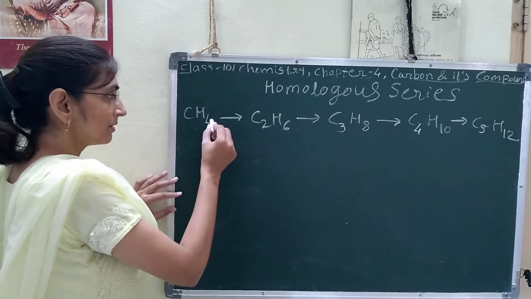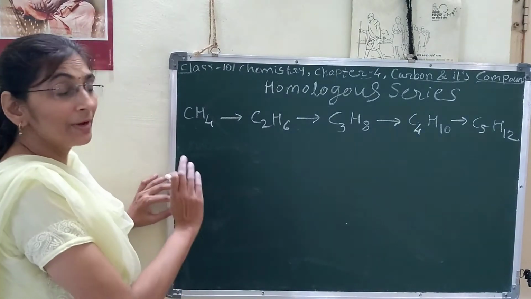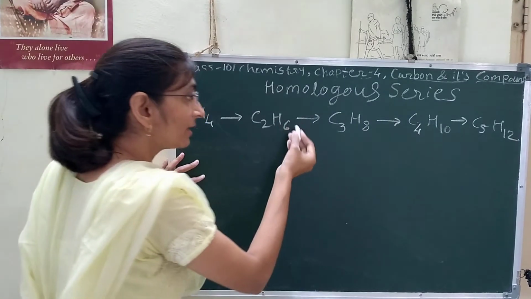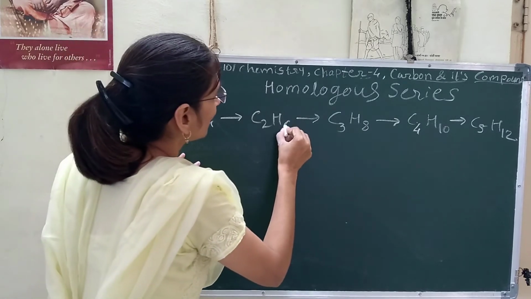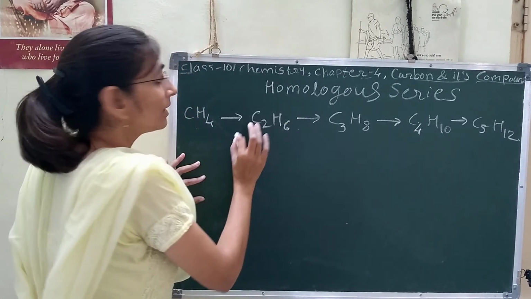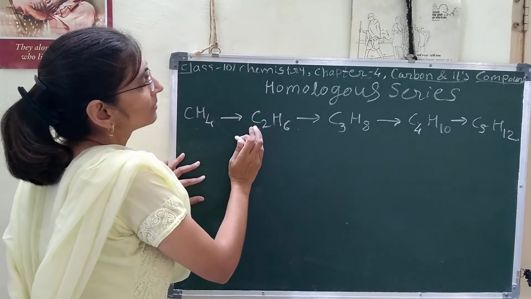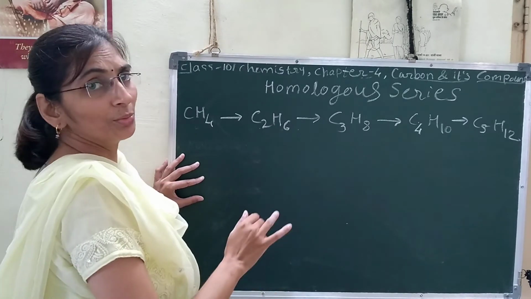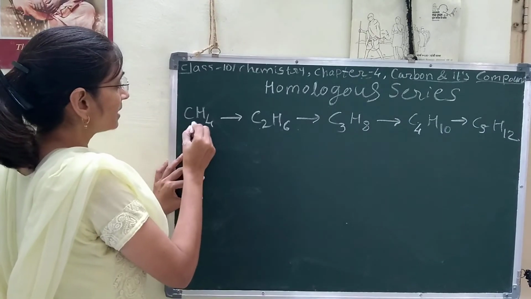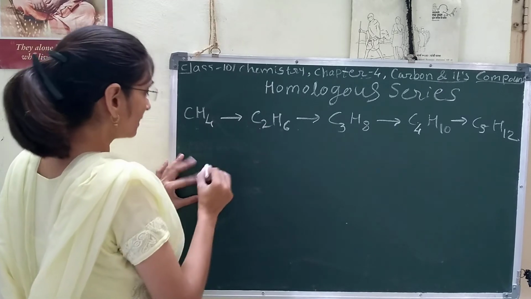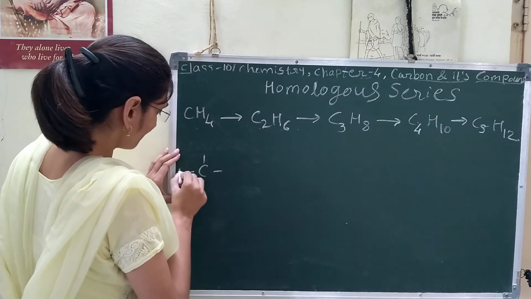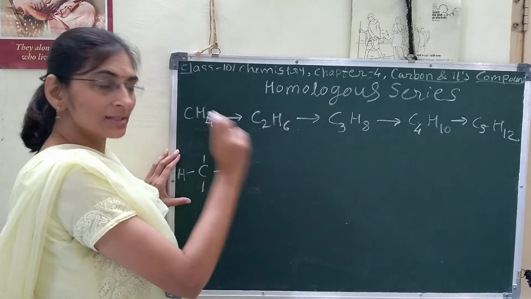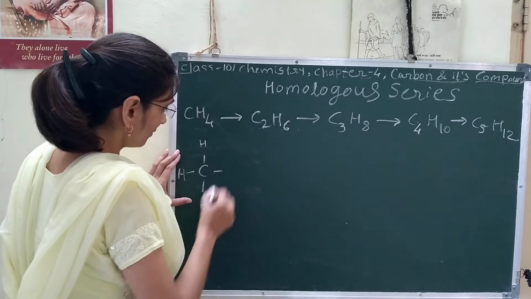What can you observe here? Here we can see the consecutive members, every two members differ by CH2. Okay, are you seeing here CH4 and here again one C is added. I will draw the structure. So consecutive members differ by CH2. That is how we will see here.